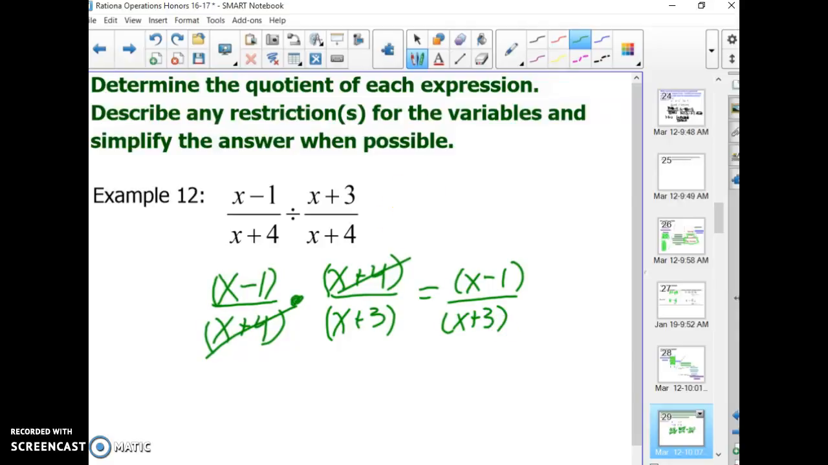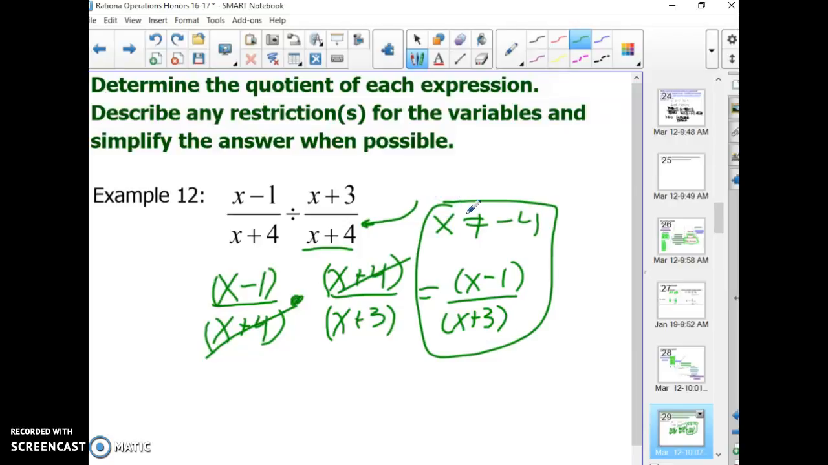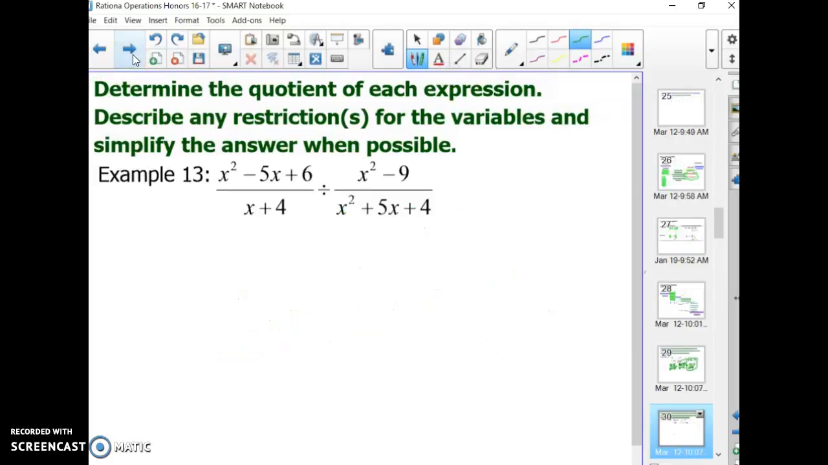Looking at my restrictions, it has to go back to the original. X cannot equal a negative 4 because that's what's going to make the bottom equal to a 0. Next example. Okay, I'm going to factor first. Looking at the top and what that factors into. I got x and I've got x. I need to get to a 6. But I also need to get to a 5. But it needs to be a positive 6 and that needs to be a negative. So both of those need to be a negative.